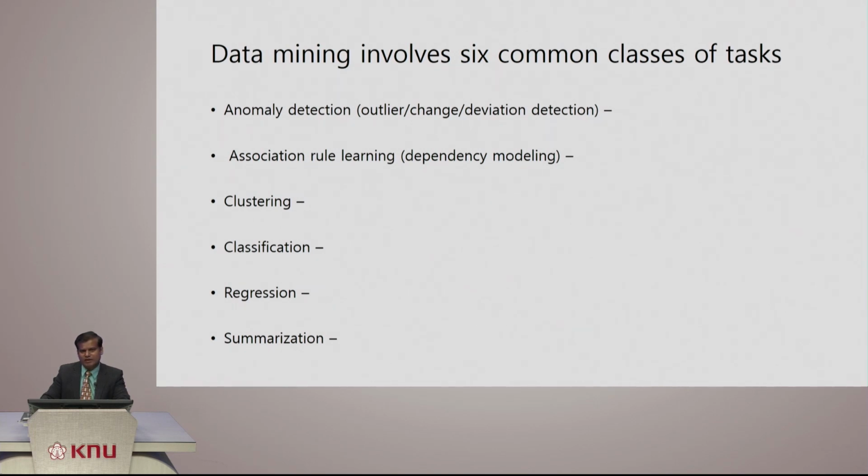As far as data mining is concerned, it has been used in many places, as we can see here. Data mining involves 6 common classes or tasks. Based on these tasks, initially we can think about anomaly detection. When you have a huge amount of information, anomaly detection means outlier detection, or any deviation that you detect from the actual data that you have in hand.